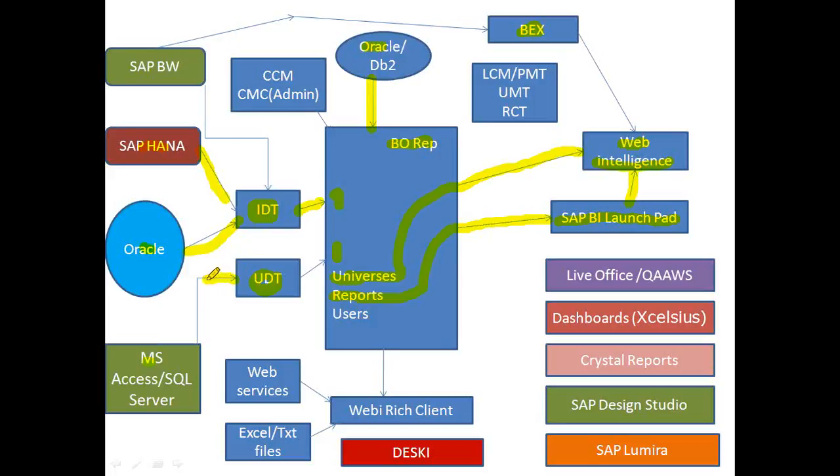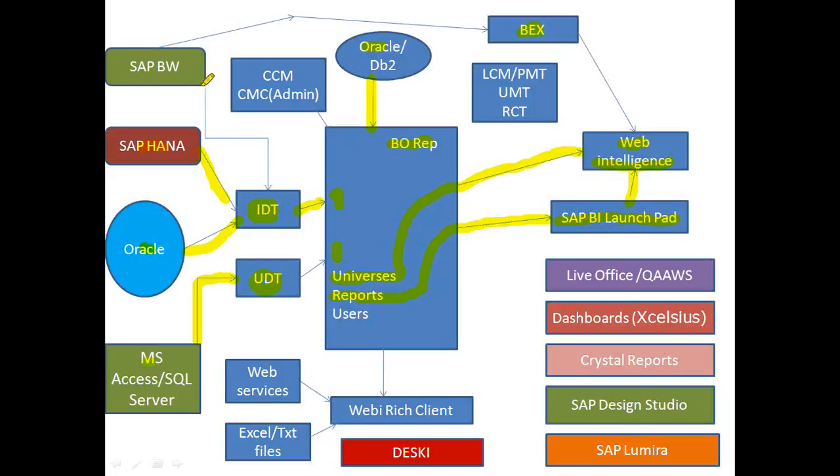Once you define a universe either by using the IDT or UDT, it needs to be uploaded into the business object server. With that universe, you can develop different types of reports. You can create chart reports and interactive reports. You can drill down the reports and develop multi-dimensional reports. You can create linking from one report to another report. So there are different reports you can implement by accessing the universes.